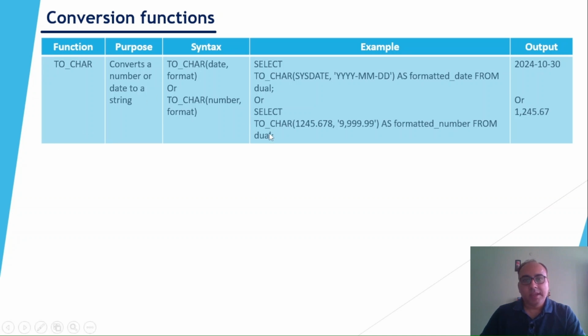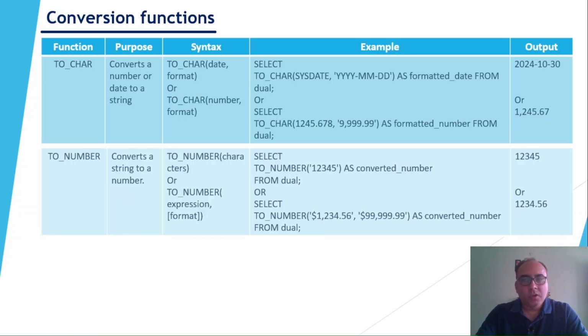Now let's look at the other example. Select to_char 1245.678, comma, and this is the format. Here we are converting a number to a string, and we want the number to be displayed in this particular format. Here 9 represents a digit, and this is basically a format. In this example, we want a comma after the first digit, and a dot, or point, after the fourth digit. So if we execute this query, it will return 1, comma, 245.67.